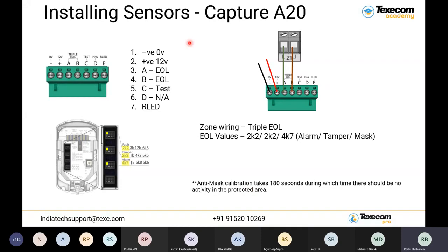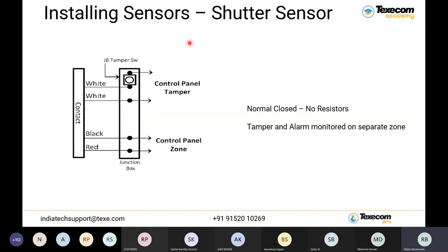And guys, one more important thing, the PIR motion sensor should be installed at a height of 2.5 meters. This is the minimum height from the ground level. Minimum height is 2.5 meters up to 3 meters, or 3.2 meters. That's it. Not more than that from the ground level. Okay.